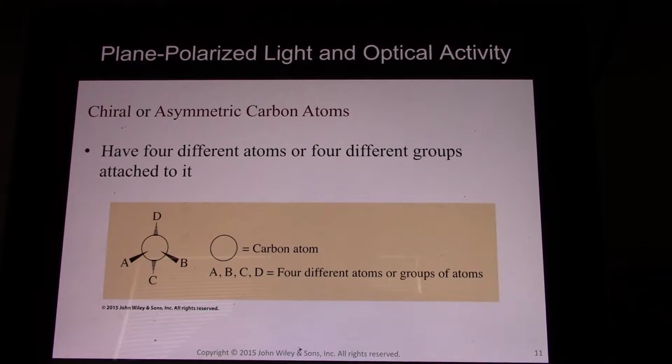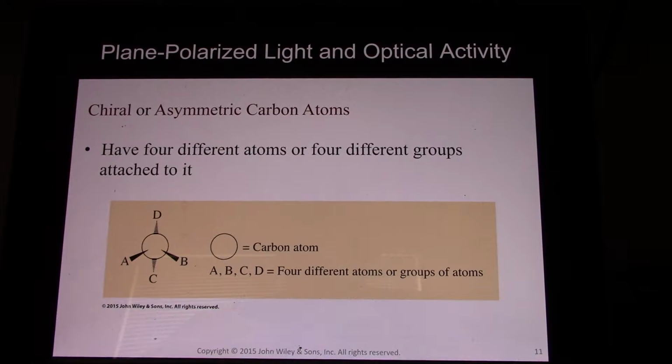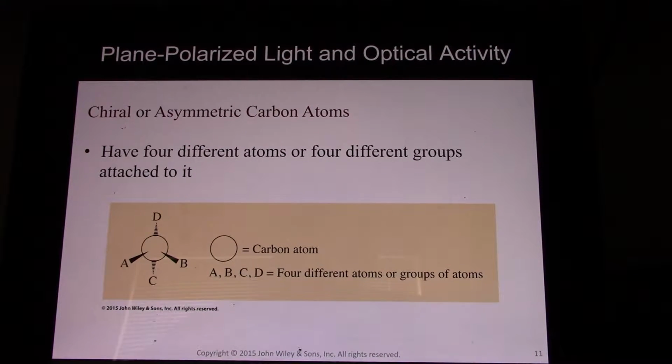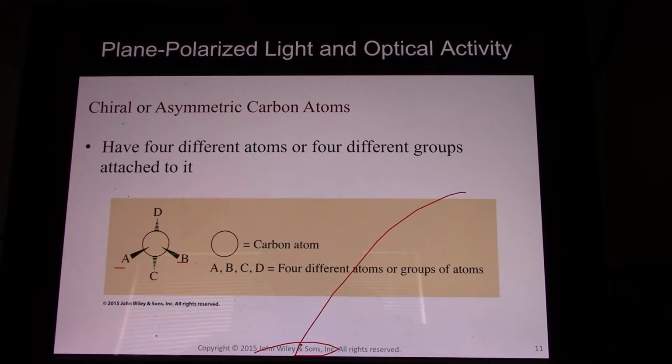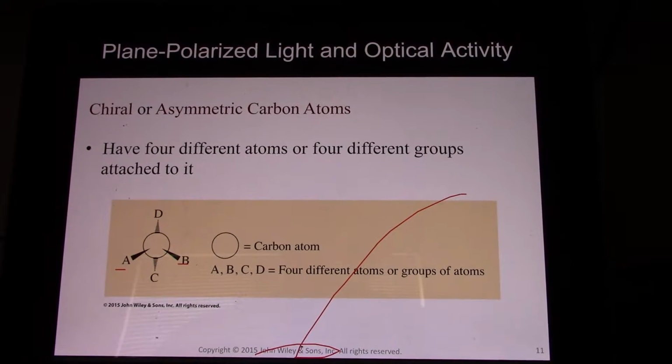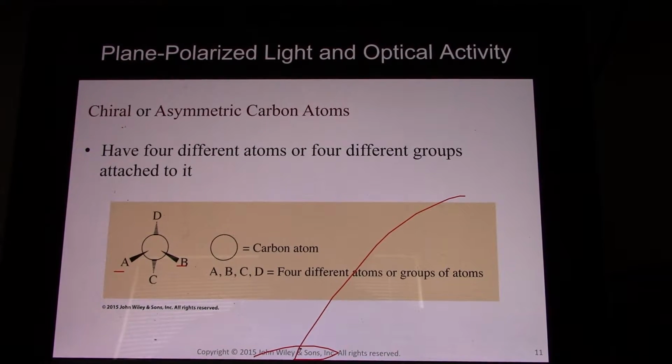To have a chiral carbon, we need 4 different things coming off the carbon. If two of those are the same thing, you'll have a line of symmetry. So if A and B are the same thing, all of a sudden we have a line of symmetry through the molecule, and it is no longer chiral. So carbons are only chiral if they have 4 different substituents coming off of them.